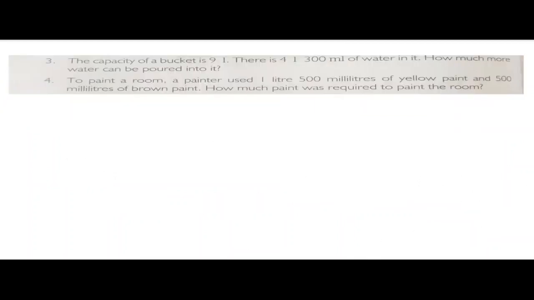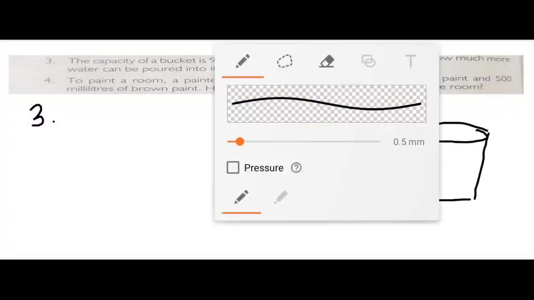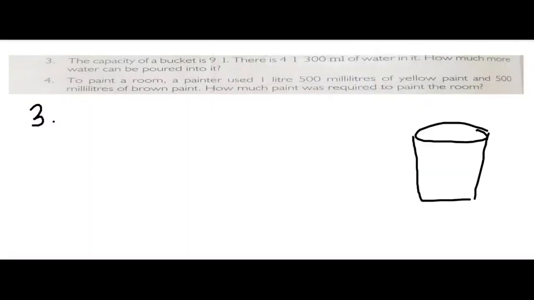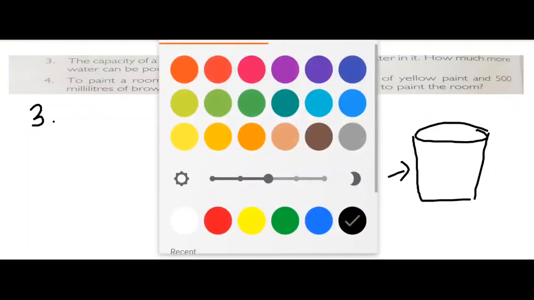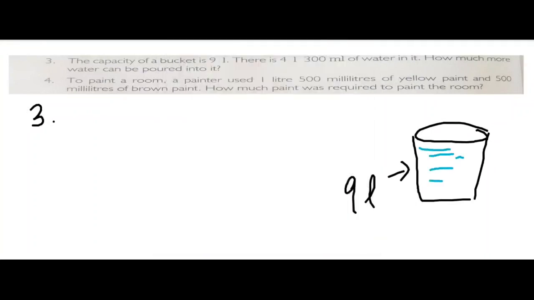Now let us move to number 3, children. Number 3 I will do, and number 4 will be a home assignment. So the capacity of a bucket is 9 liter. Okay, what is the capacity of the bucket? It is 9 liter. There is 4 liter 300 milliliter of water in it. So there is already water in it. Like for example, this is a bucket. Yes, this is a bucket, and the capacity of the bucket is how many? This bucket capacity means it can hold 9 liter. If water is still added, it can hold 9.